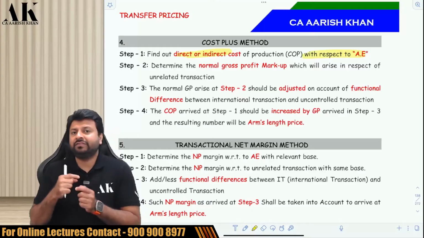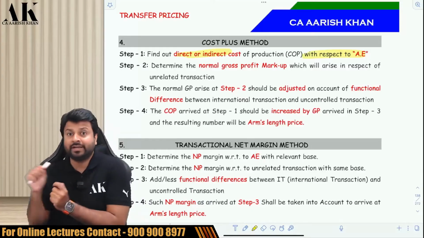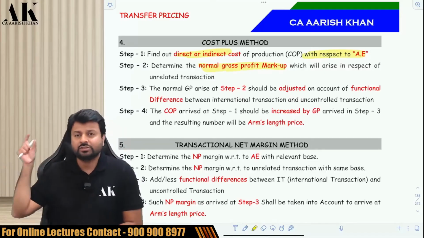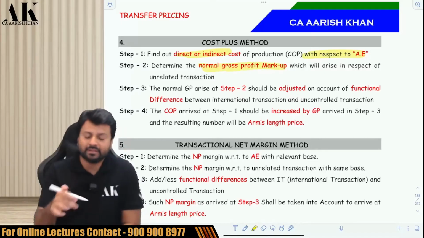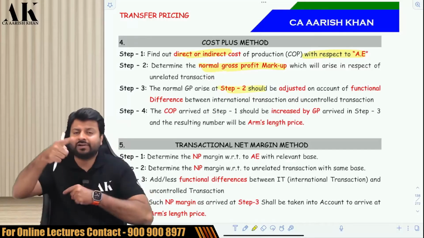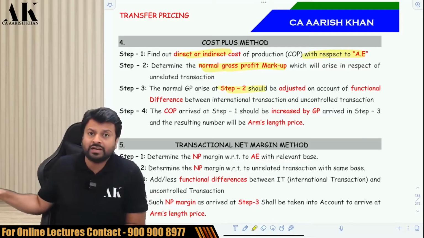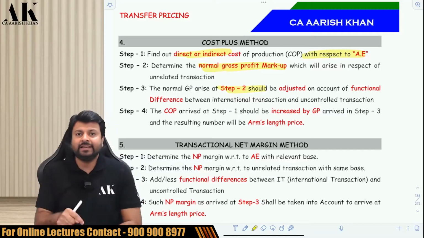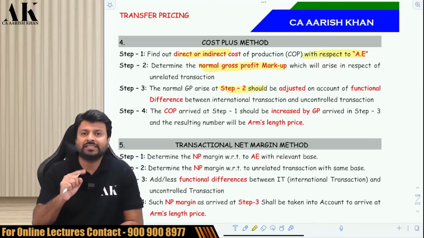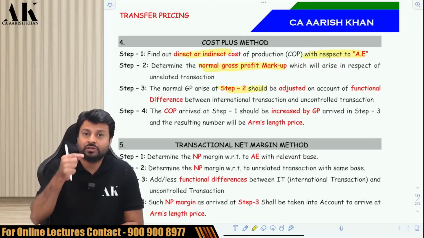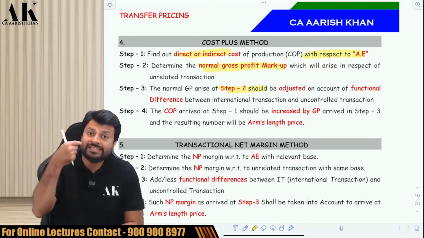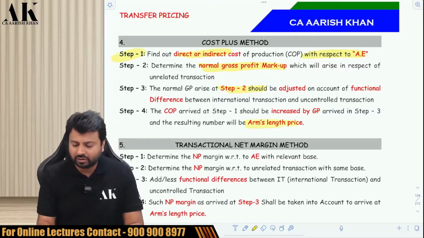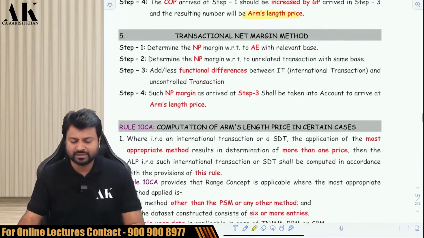After that, I have to find out the normal GP in respect of the third party. Whatever the normal GP is, suppose it is 50% of the cost, I have to identify that. Then in this method, you compare your international transaction with your uncontrolled transaction, and you make adjustments in your GP margin. You are not going to make adjustments in your price, but in your GP margin, and you will find a revised GP margin, and that revised GP margin will be added to your cost, and then you will get your arm's length price. So this is what this method is all about.